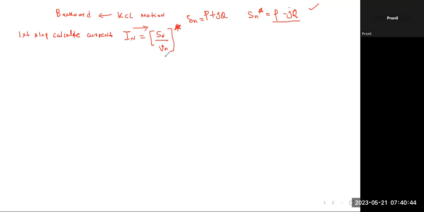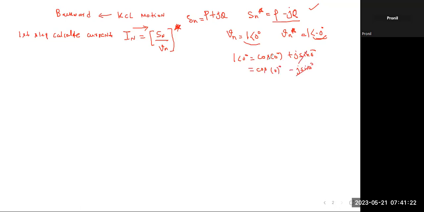Then the Vn conjugate, if Vn is equal to 1 at an angle of 0 degrees, Vn conjugate would become what? 1 at an angle of minus 0 degrees, which is the same thing. Is it the same thing? Yes, sir. Why is it the same? Because 1 at an angle of 0 degrees is basically cos 0 degrees plus j sin 0 degrees. Here it would be cos of minus 0 degrees minus j sin 0 degrees. So this is only coming as 1. So whether it is minus or plus, it won't matter.